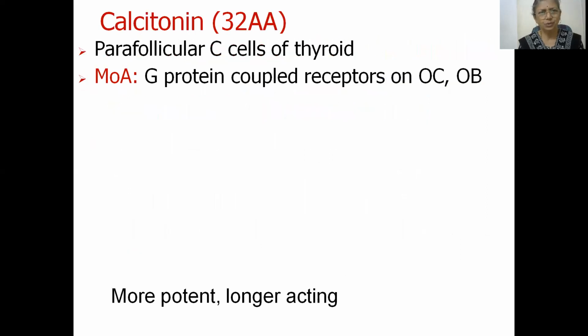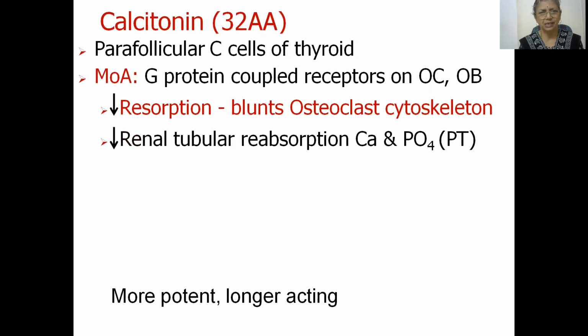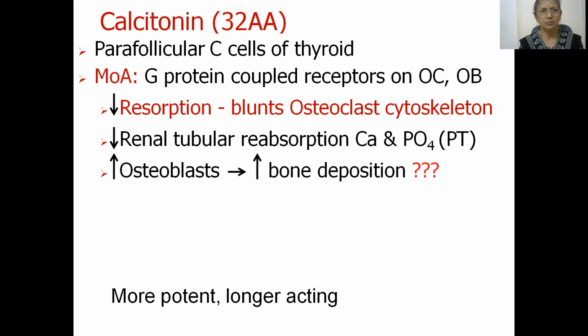Coming to calcitonin, it is released from the parafollicular cells or C cells of the thyroid. It works through its own G protein coupled receptors, so surface receptors on osteoclasts and osteoblasts. We've already seen how it reduces resorption by blunting the osteoclast cytoskeleton. It also reduces the reabsorption of calcium as well as phosphate from the proximal tubules. Whether it promotes the bone depositing activity of osteoblasts is still not clear.